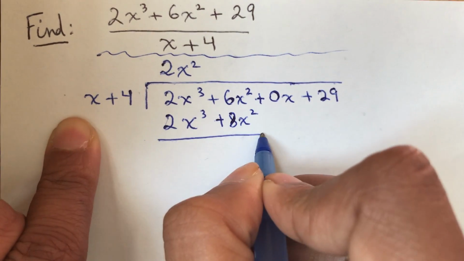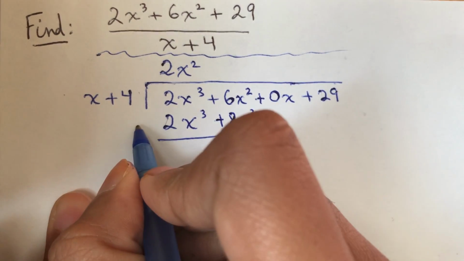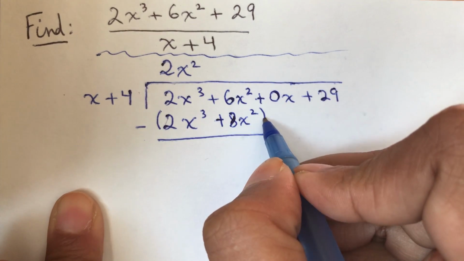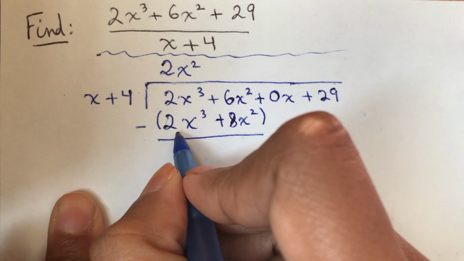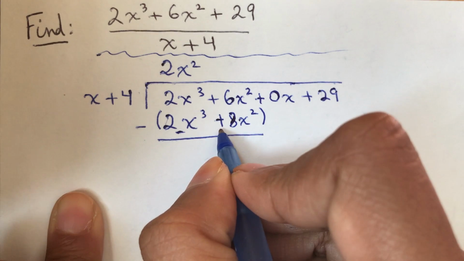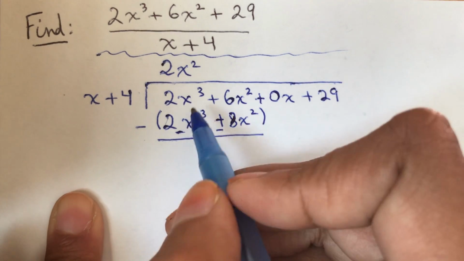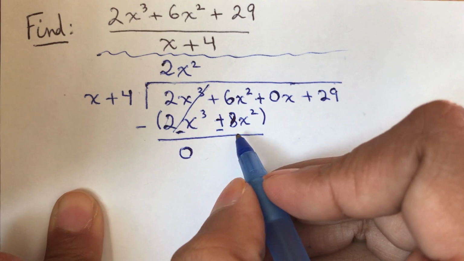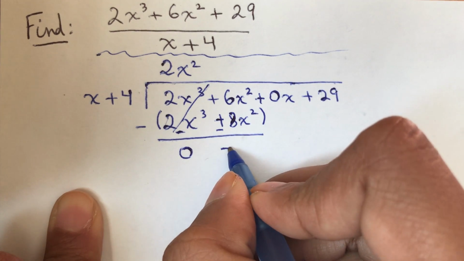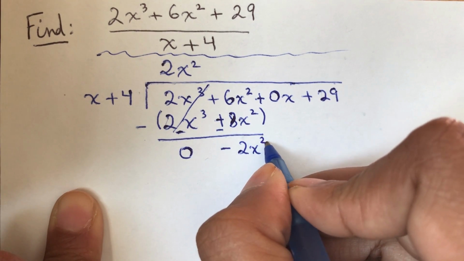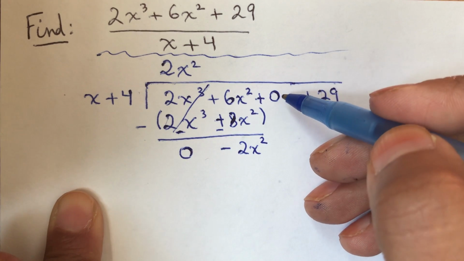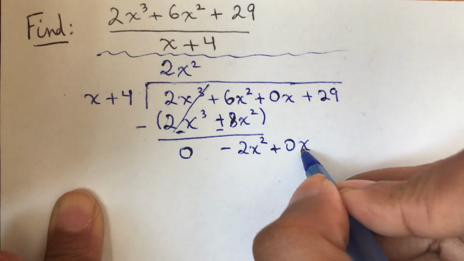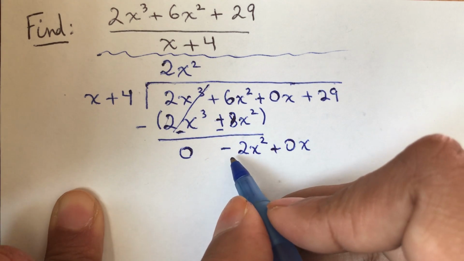Now what we do is, just like in a regular division, you subtract. So you can really make a little parentheses here, meaning that the signs would change because you distribute, and this becomes a negative. 2x cubed minus 2x cubed gives me a 0. 6x squared minus 8x squared gives me a minus 2x squared. What you're going to do, you're going to bring down the 0x here. Okay. And now we repeat the same process.